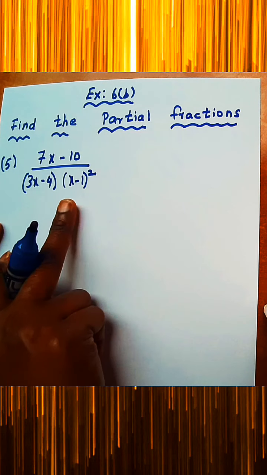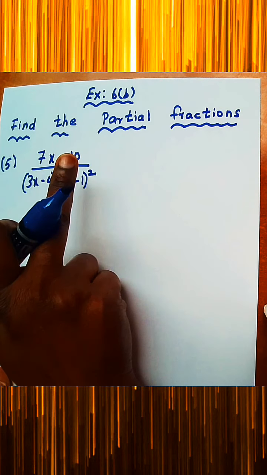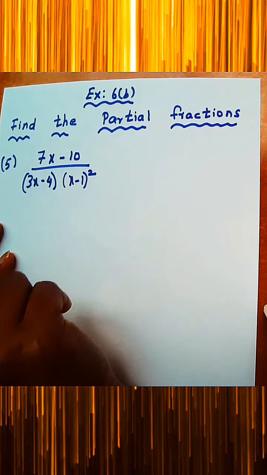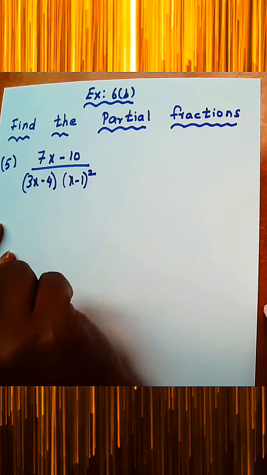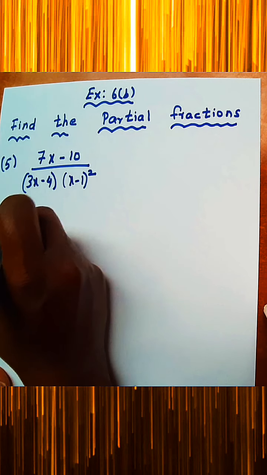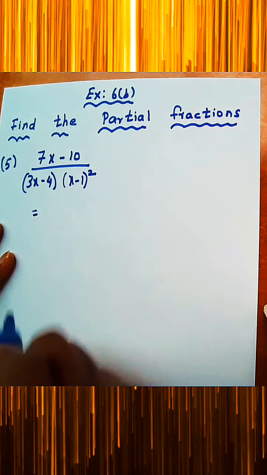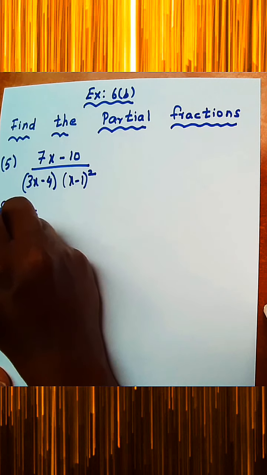But see the denominator here, x minus 1 the whole square. X minus 1 is repeated 2 times. Now how are we going to write this? I'll write the solution.